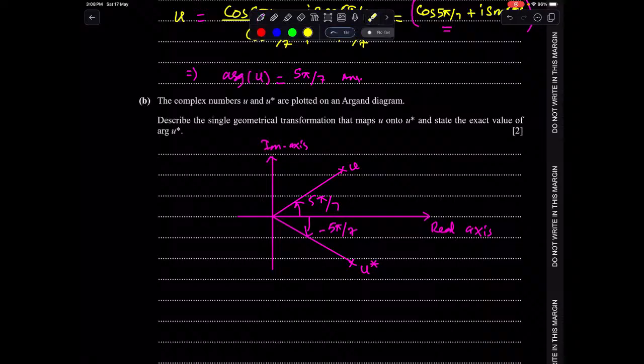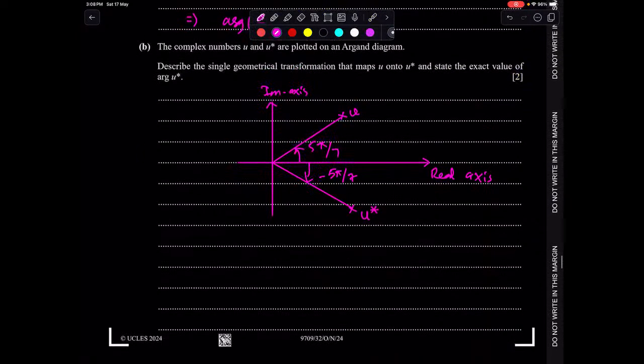Describe the single geometrical transformation that maps u onto u star. So this is reflection in real axis, and state the exact value of argument u star. We just need to mention it is reflection in the real axis and argument u star is minus 5 pi by 7.